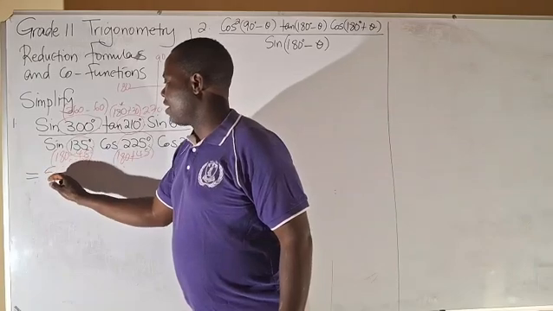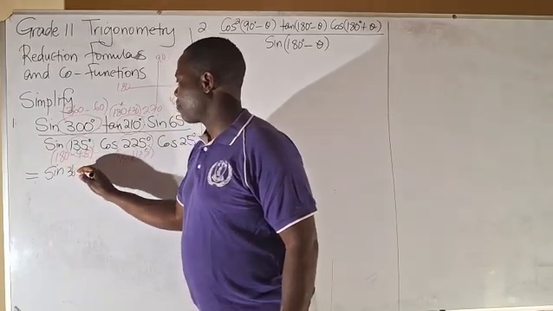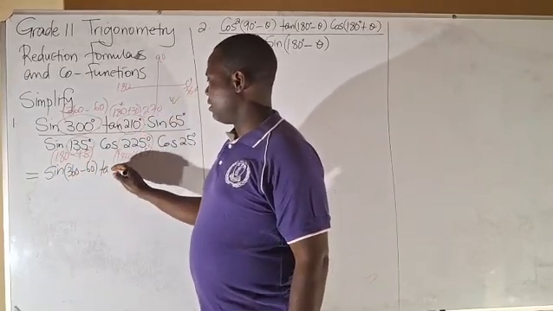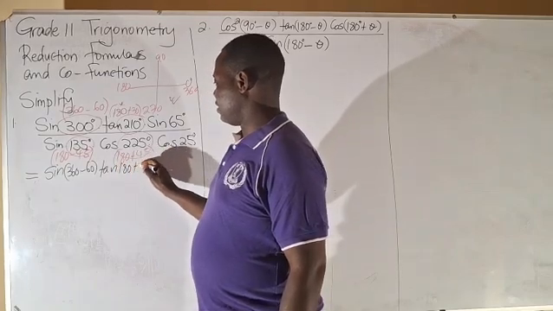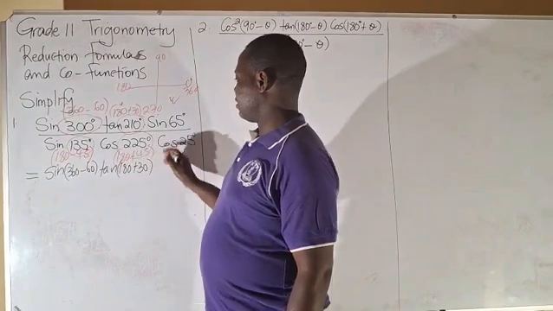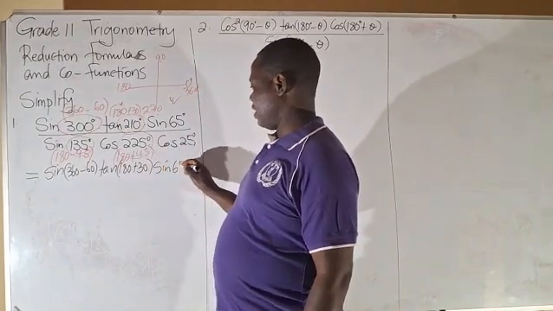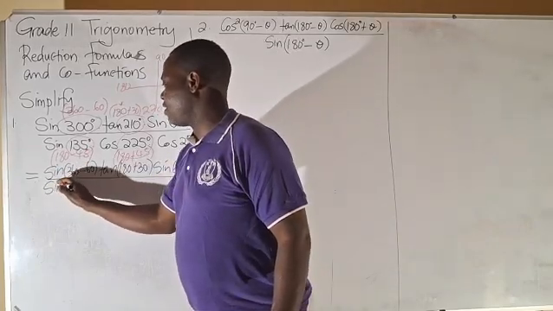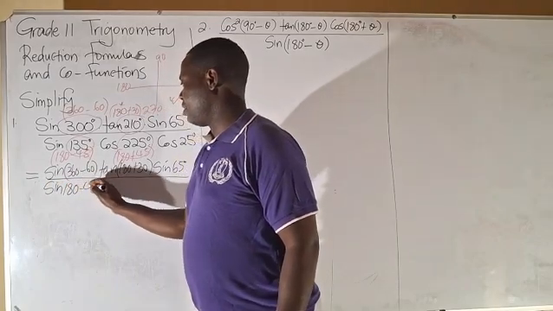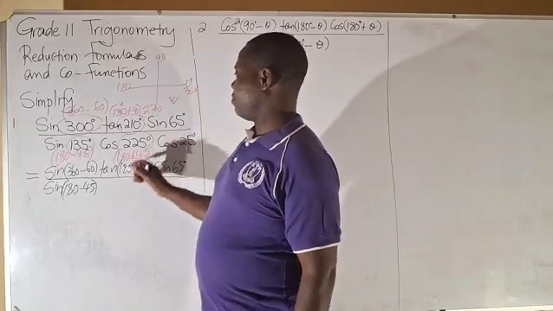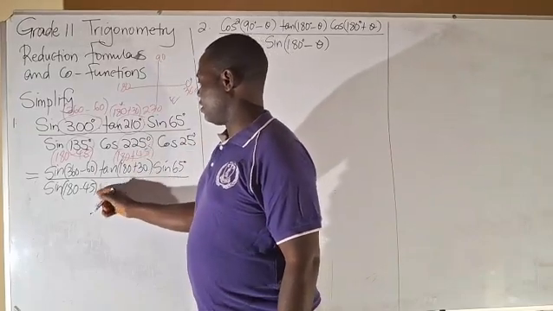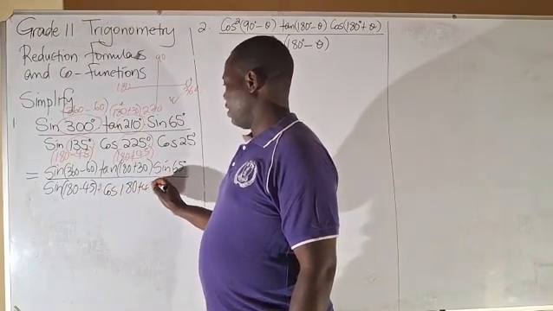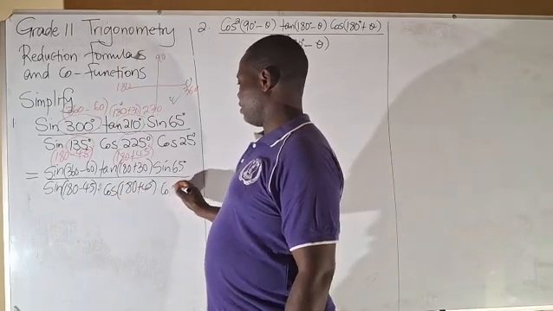So the first one, sine 300 degrees, is equal to the sine of 360 minus 60. The second one, tan 210, is the same as the tan of 180 plus 30. The next one is sine 65. That is an acute angle. There is nothing to do there. Then in our denominator, we have the sine of 135, which is the same as 180 minus 45 degrees. Then we have the cos of 225, that is the cos of 180 plus 45. And the next one is the cos of 25 degrees.